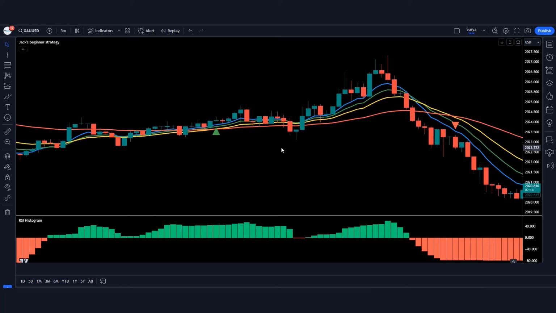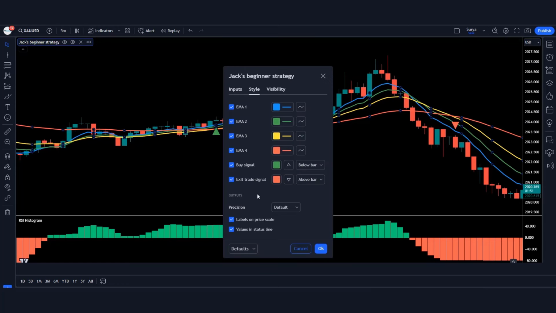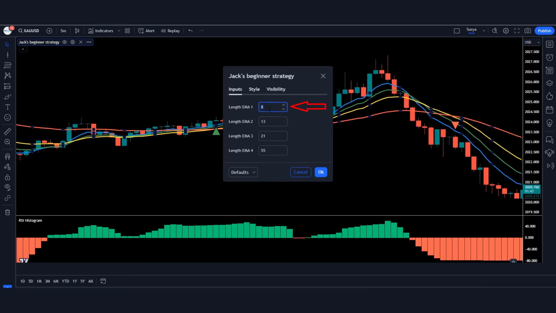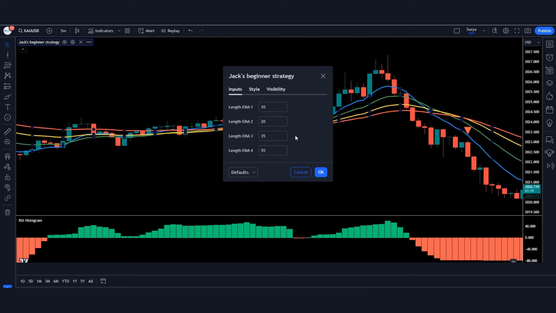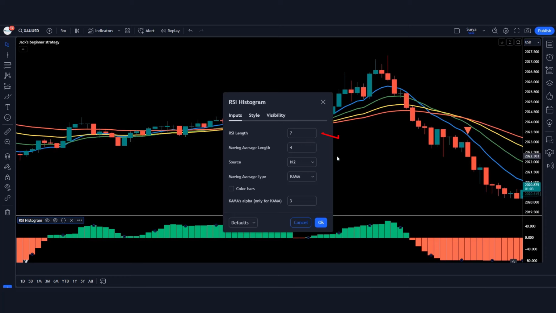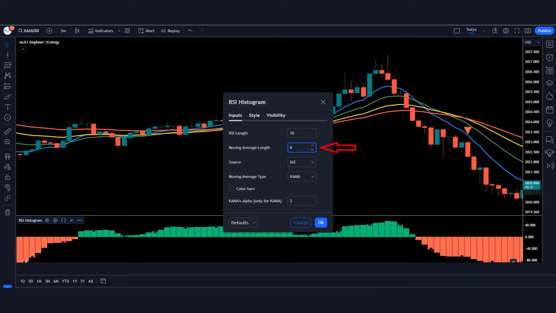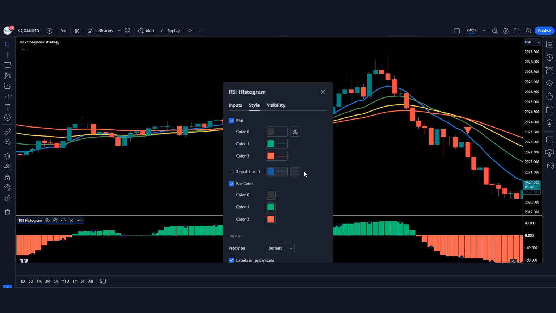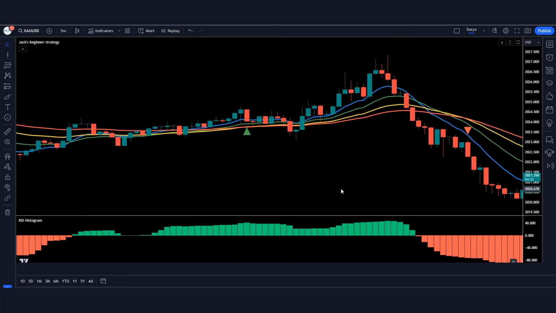Click on the settings of Jack's beginner strategy indicator. Click on inputs. Length EMA1 is to be kept at 10. Length EMA2 is to be kept at 20. Length EMA3 is to be 35. This setting has to be saved. Click on the settings of the histogram indicator. The length has to be reduced to 10. Moving average should be kept at 6. Save this setting.